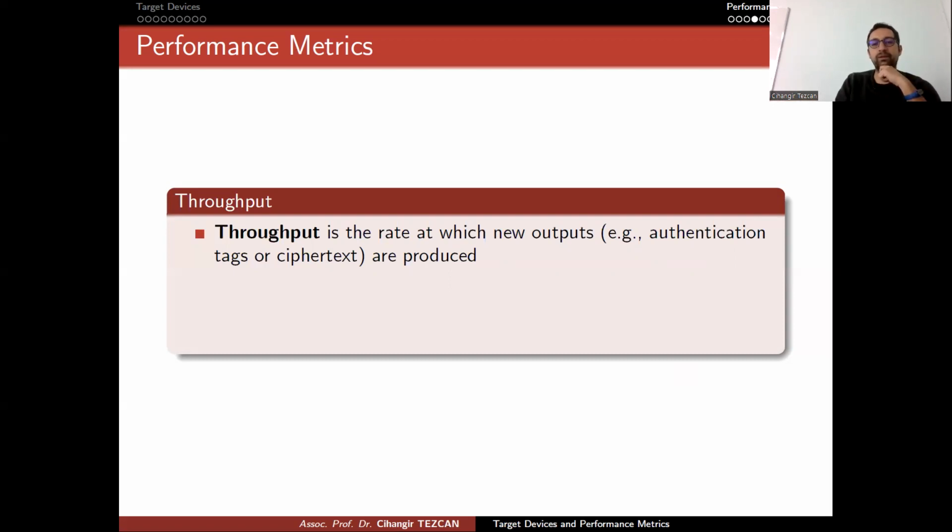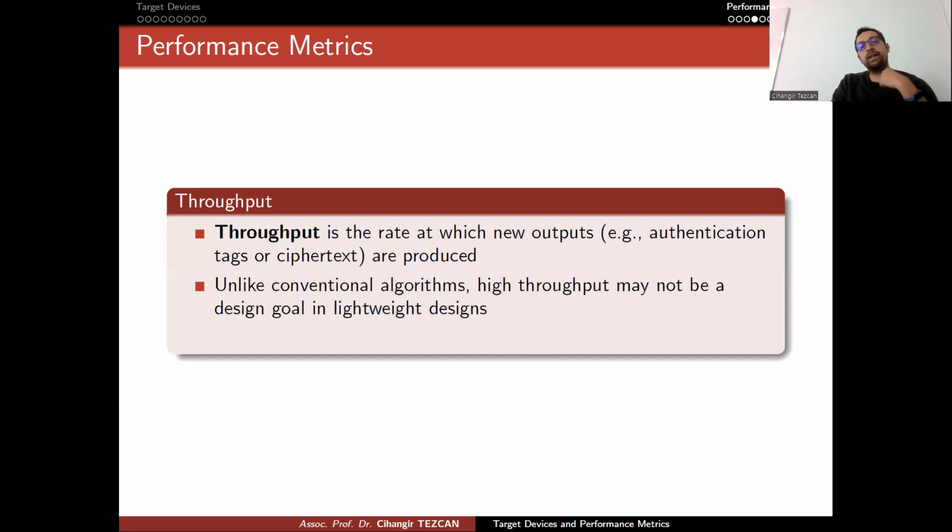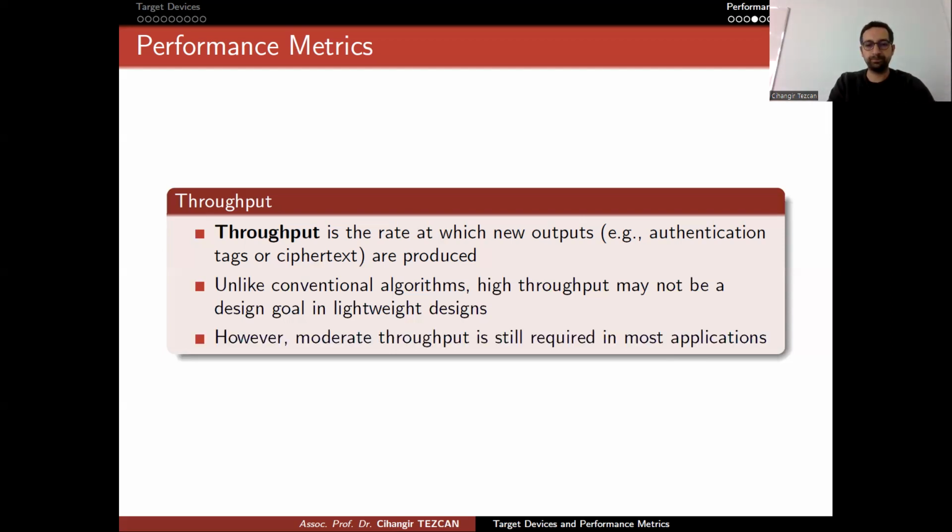So throughput is the rate at which new outputs, for example authentication text or ciphertext, are produced. Unlike conventional algorithms, high throughput may not be a design goal in lightweight design, because maybe you have a very small sensor and it is transmitting small amounts of data. So you don't need too much throughput, but you need a very small amount of latency, maybe because your sensors may be recording some data 100 times a second. So you have to send them very fast so that the aggregator receives the data and then performs operations on them. But of course, moderate throughput is still required in most applications.